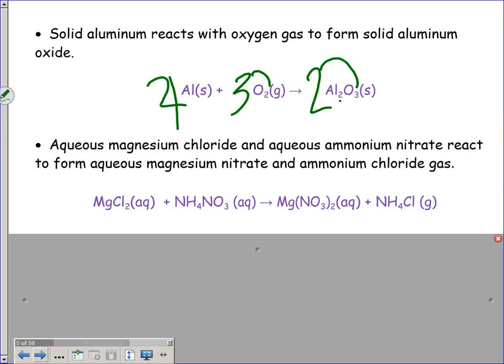Ooh, this one looks pretty interesting. MgCl2, thumbs up. We got magnesium chloride. Ammonium nitrate, NH4NO3, thumbs up. Magnesium nitrate is Mg(NO3)2, thumbs up. And NH4Cl is ammonium chloride. So that nomenclature is really kicking us in the butt at this point.